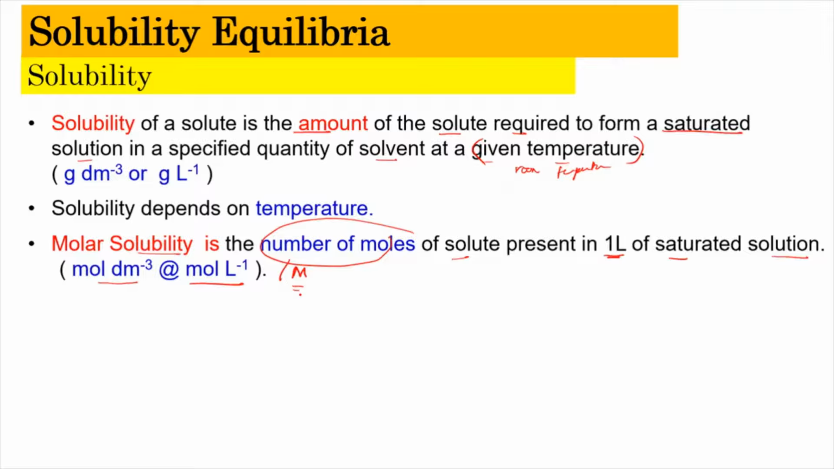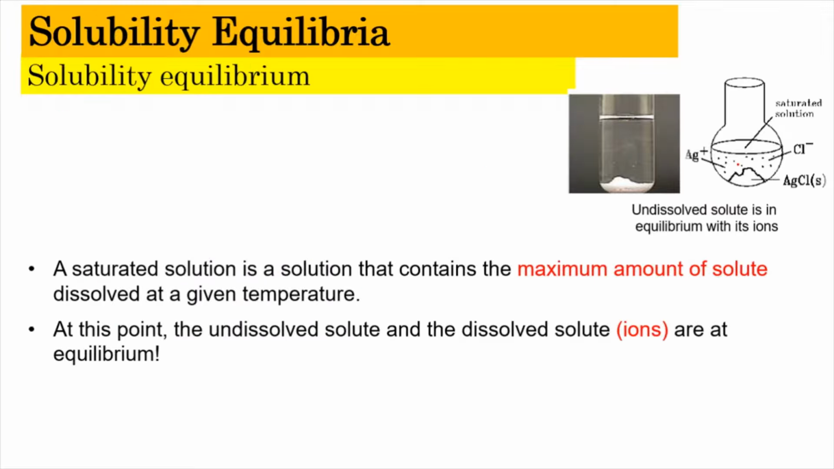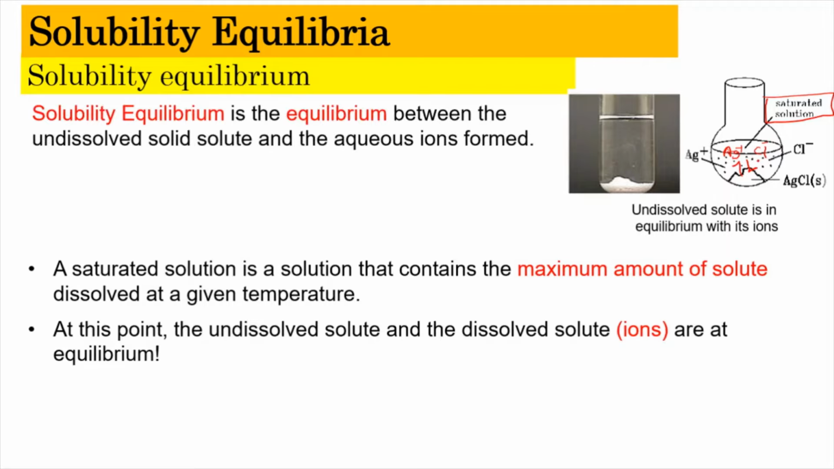Alright. So solubility equilibrium. In a saturated solution, the undissolved solute, which is the ionic solid AgCl, will be in equilibrium with its ions, which are the Ag plus aqueous ion as well as the Cl minus aqueous ion. And it's going to be in the equation as shown here, where the AgCl solid will be in equilibrium with its aqueous Ag plus ion as well as the Cl minus aqueous ion. And the equilibrium is going to be achieved.